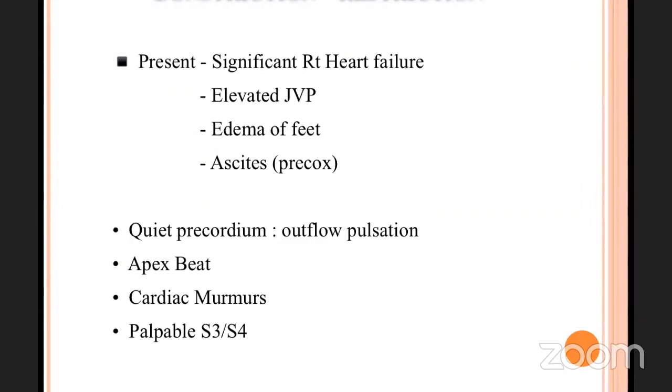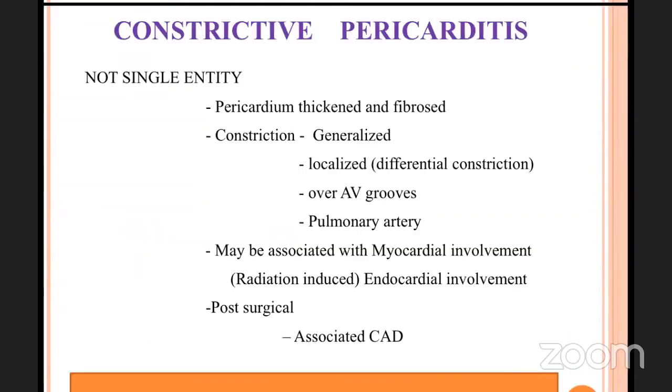So it is important to realize that constrictive pericarditis as an entity is not a single entity. Those were the days in the past wherein we used to have constrictive pericarditis as a consequence of tuberculous pericarditis. The present day scenario is more often than not that constrictive pericarditis is associated with myocardial diseases, sometimes associated with post-cardiac surgery, all kinds of things.